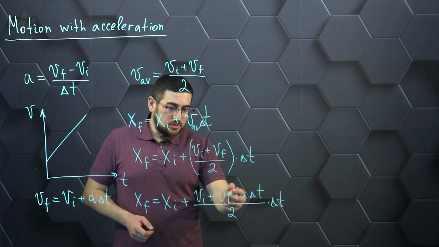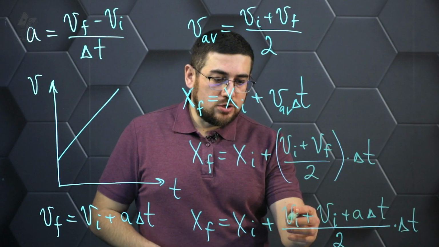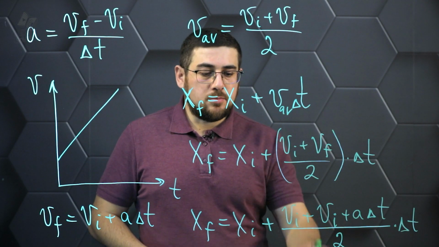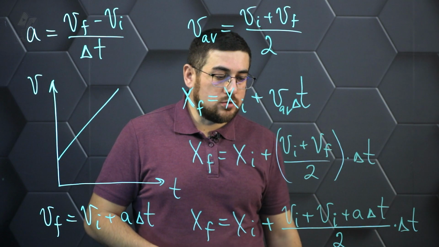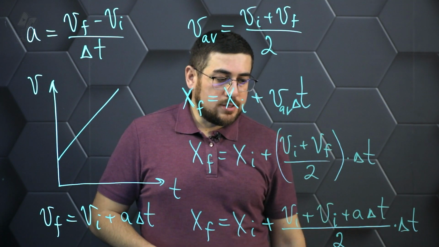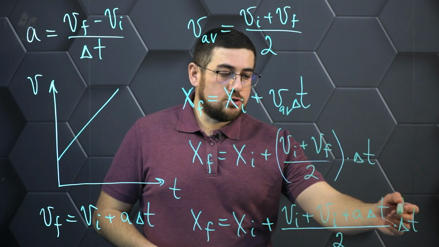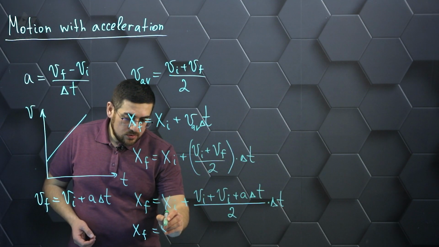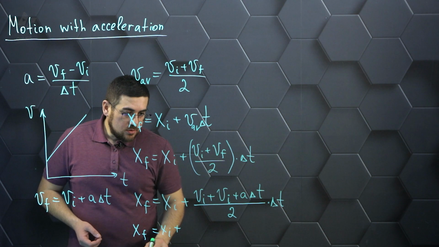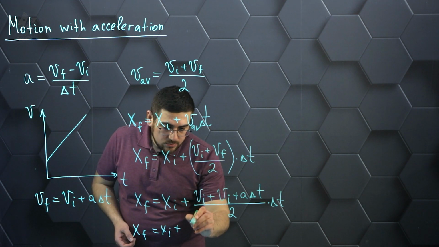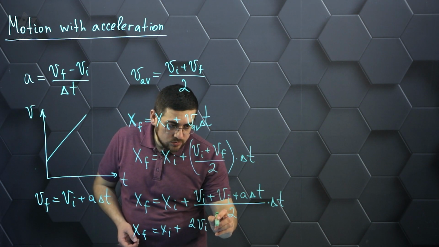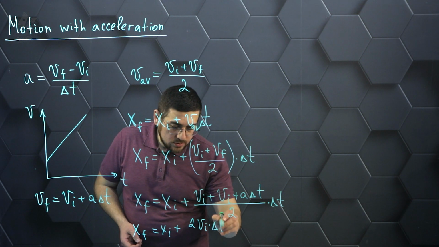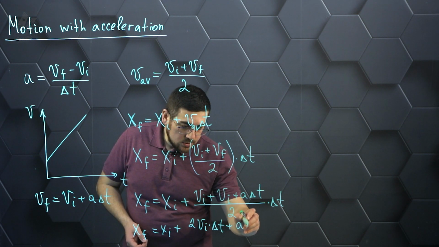Let's now sum the initial velocities here. We can see that these are similar summands. We get the doubled initial velocity plus a dt, and multiply all of this by dt again. As a result, in the numerator we get the doubled initial velocity multiplied by dt plus a dt squared, and all this is divided by 2.